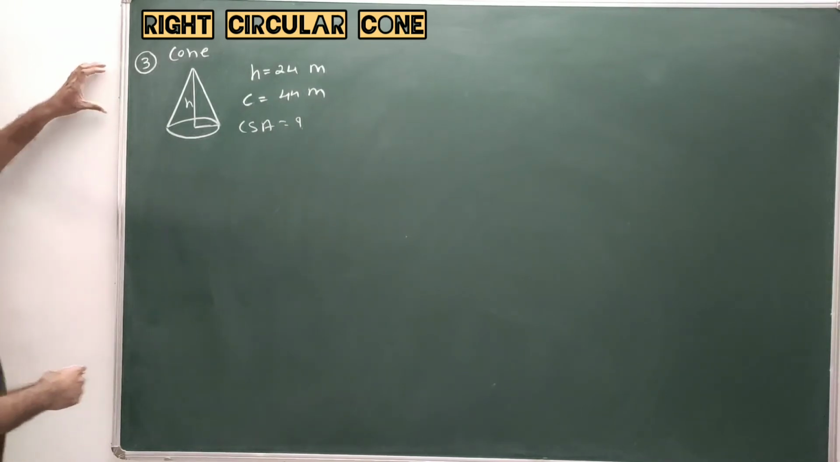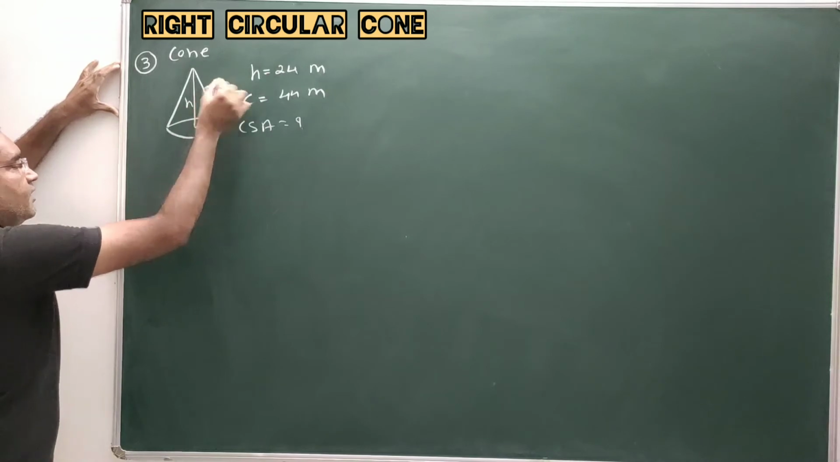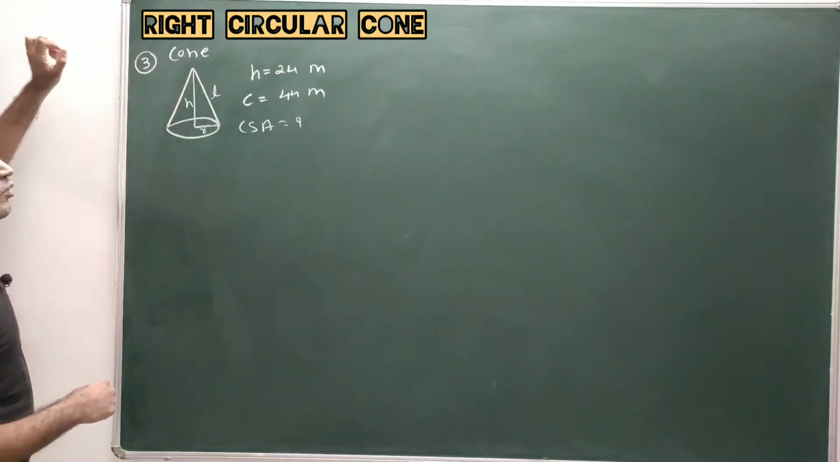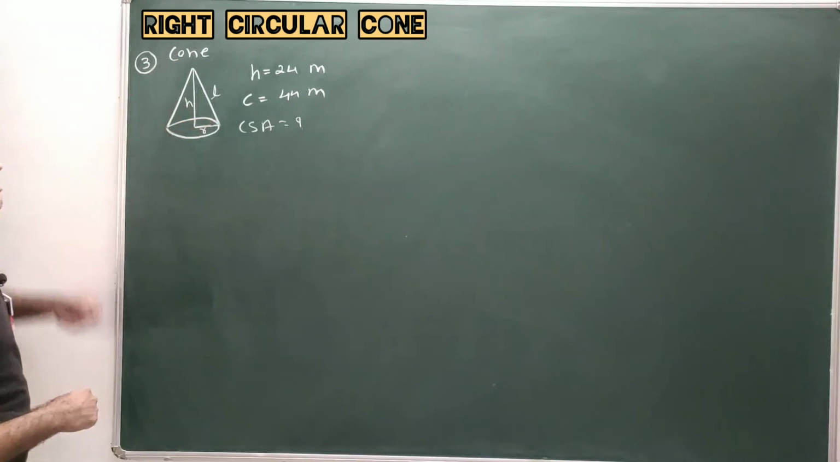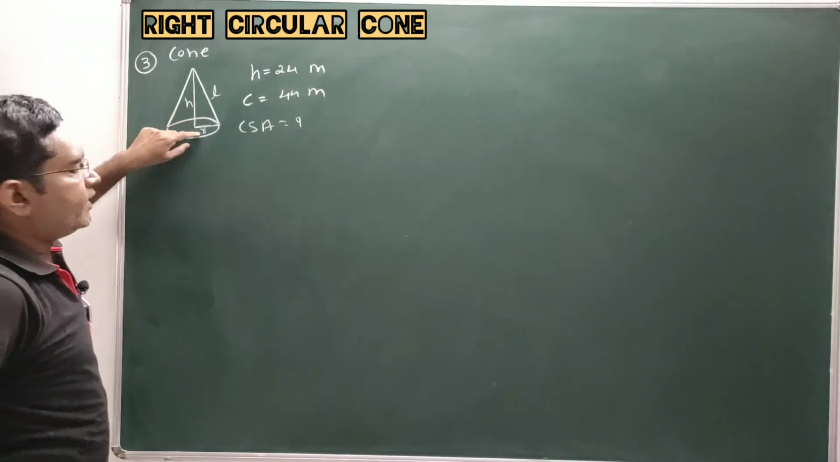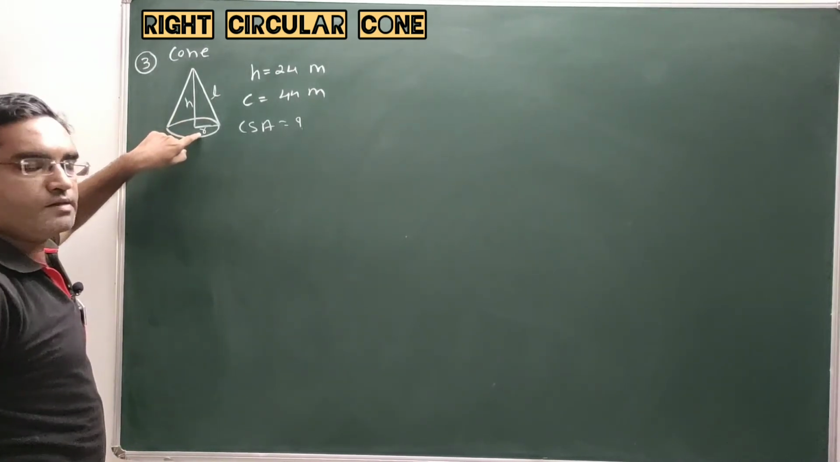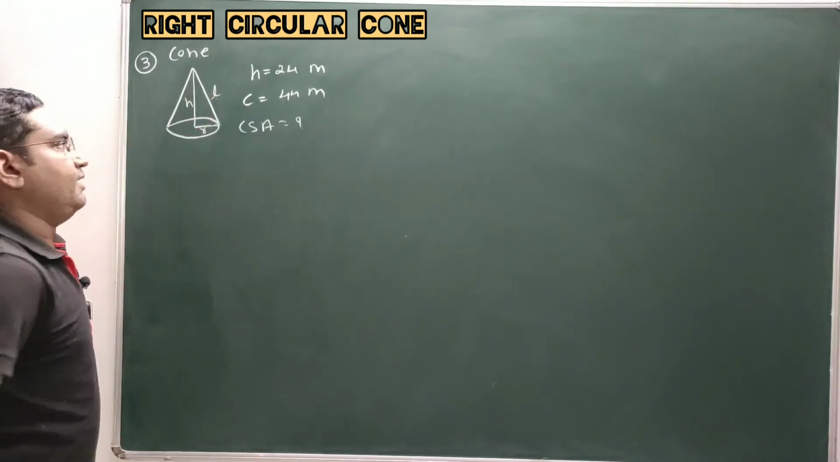Now to find the curved surface area, we require the radius of the base and the slant height L. Both dimensions are not given. Instead, the height and circumference of the base are given. So by using the circumference of the base, we will find the radius of the base, and by using h and r, we will find the slant height L.